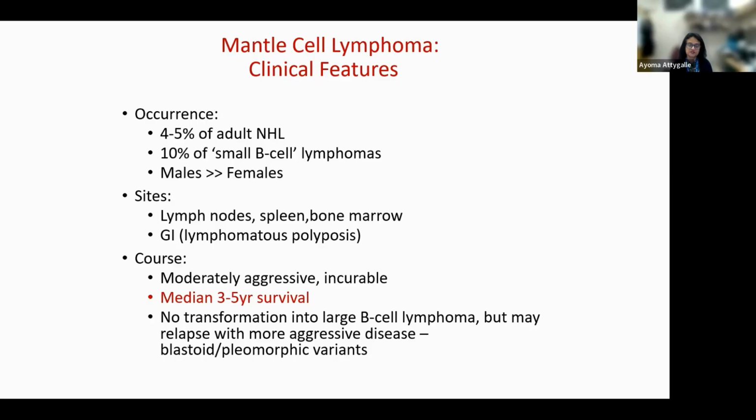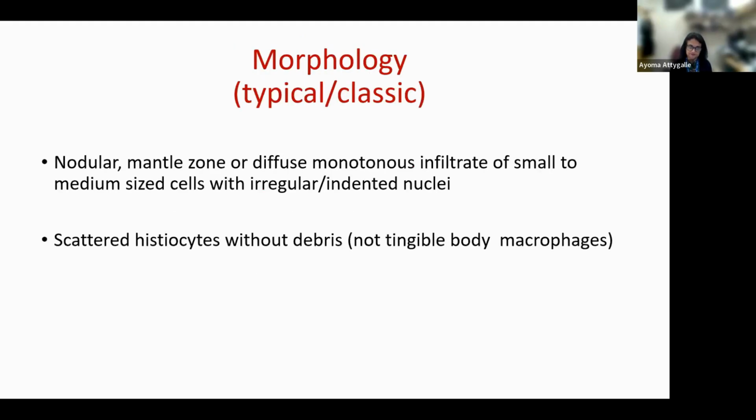So this is moderately aggressive, despite the fact that it looks histologically low grade, and it's incurable. So the median survival is 3 to 5 years. And unlike other small B-cell lymphomas, there's no transformation to a large B-cell lymphoma, but when it relapses, it may relapse with a more aggressive disease, which may be the blastoid or the pleomorphic variants.